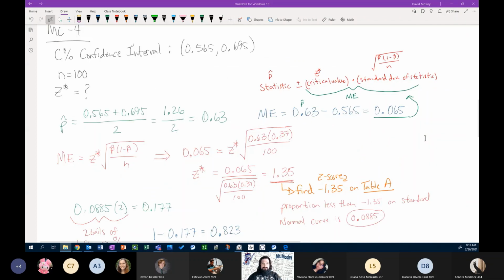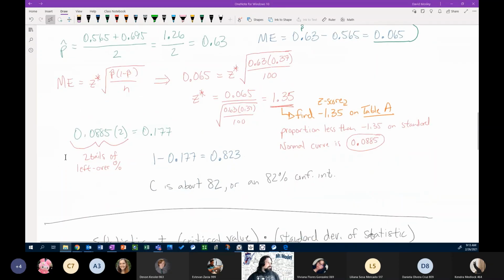Because that's for only one tail, and I know that the proportion left out is split evenly between two tails, I double that number because I have two tails, and we get 0.177. We subtract the 0.177, the proportion of the normal curve that we're leaving out, from 1, and we get 0.823. So C is about 82, or an 82% confidence interval. And that's how we get that solution.